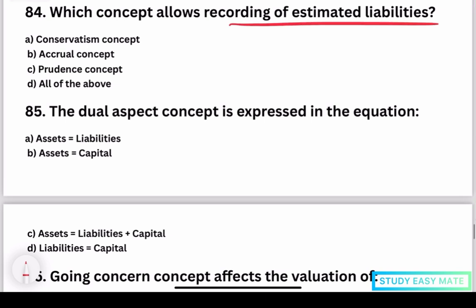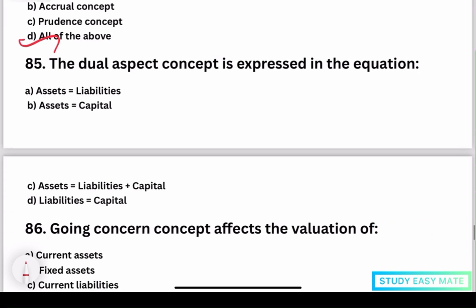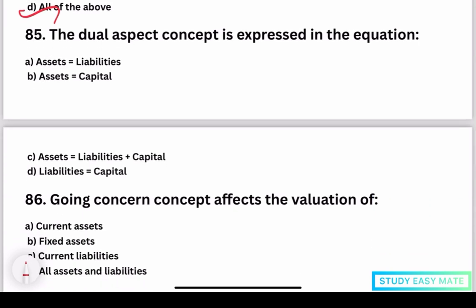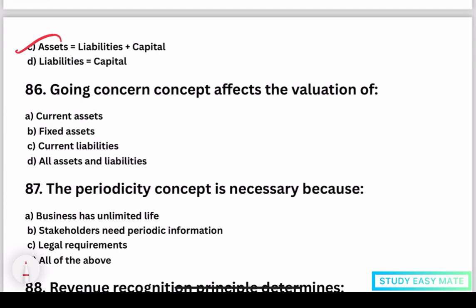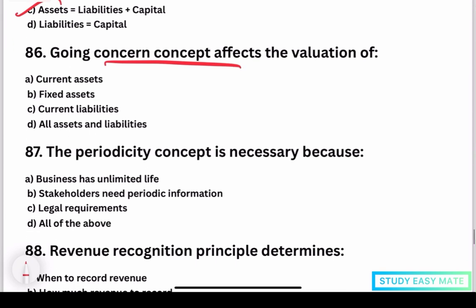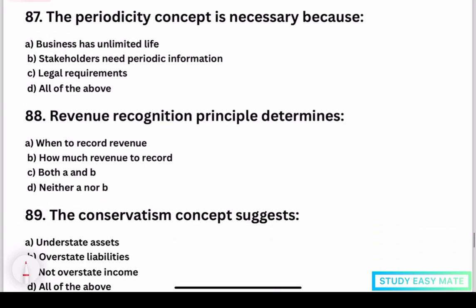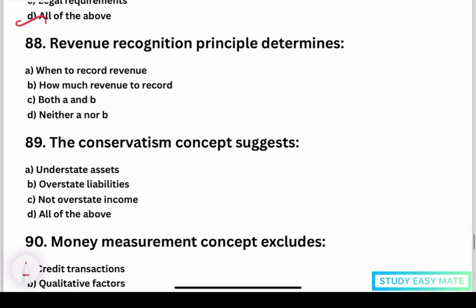Which concept allows recording of estimated liabilities? All the above: conservatism, accrual, prudence, everything. 85, the dual aspect concept is expressed in the equation assets equal liabilities plus capital. We all know that. So 86, the going concern concept affects the valuation of all assets and liabilities. The periodicity concept is necessary because of all the above. Business has unlimited life, stakeholders need periodic information, legal requirements. 88, the revenue recognition principle determines both A and B: when to record, how much revenue to record.